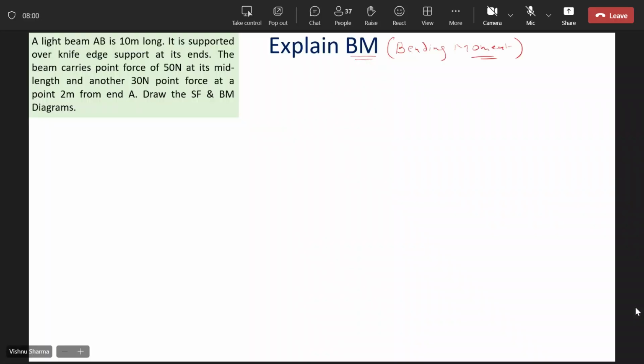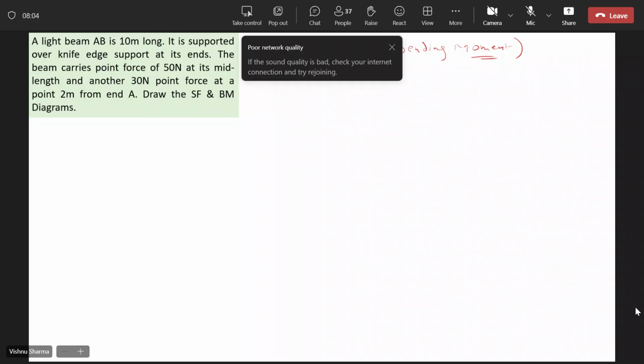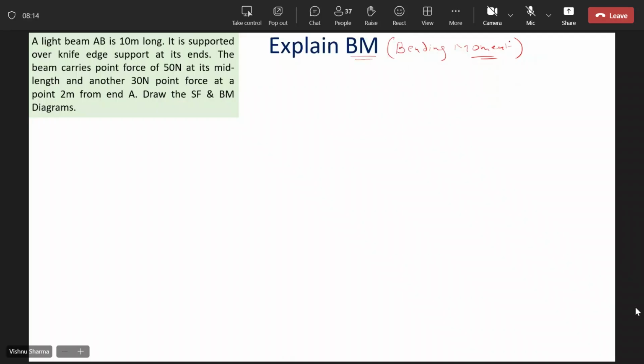But fundamentally, what is it? It's moment. You had taken moments when you were doing the reactions. So what is moment about any point? The weight or force involved multiplied by its lever arm from the reference point. So what is bending moment? It is a moment basically, right? So you know how to calculate the moment.